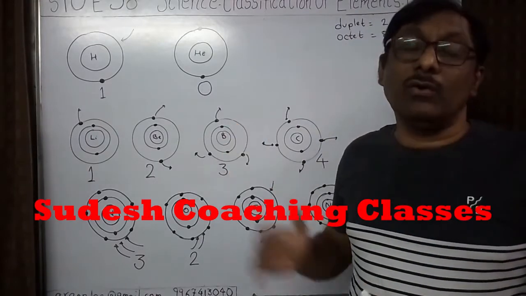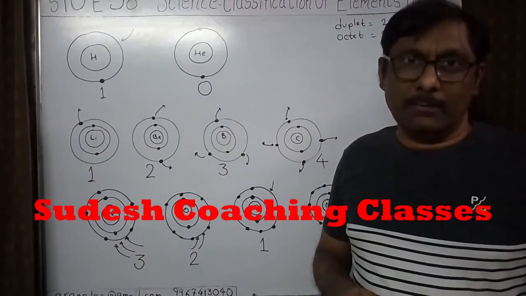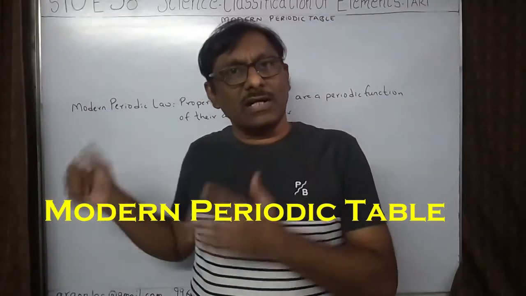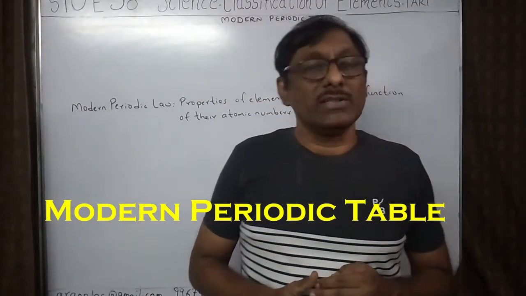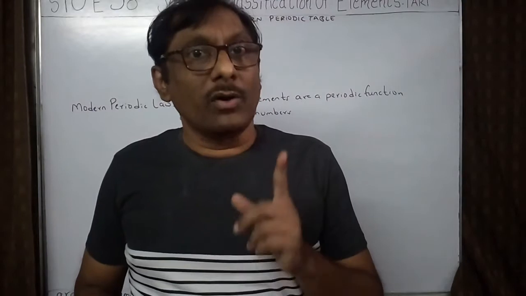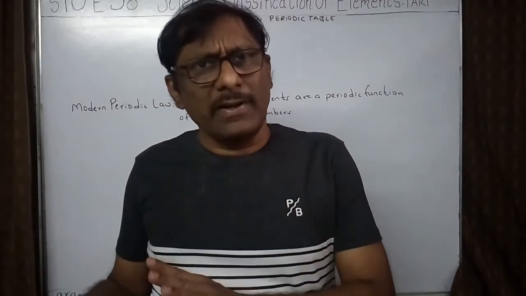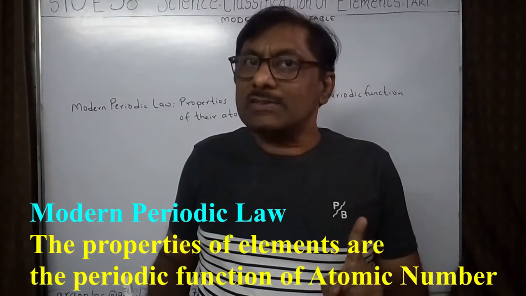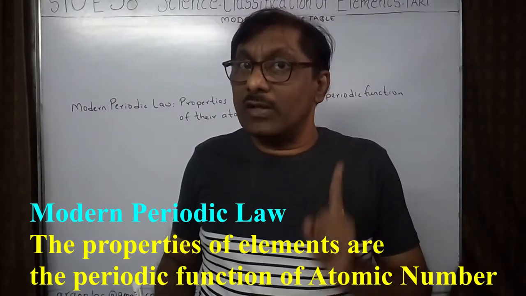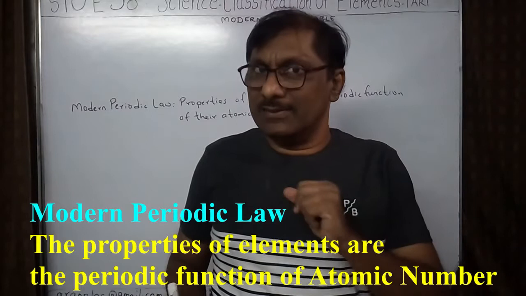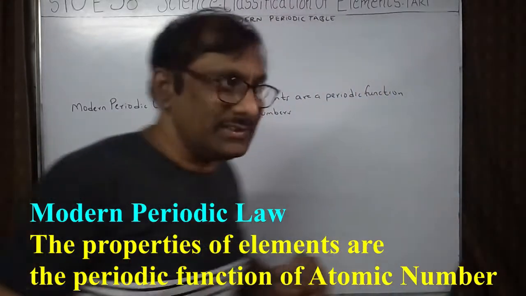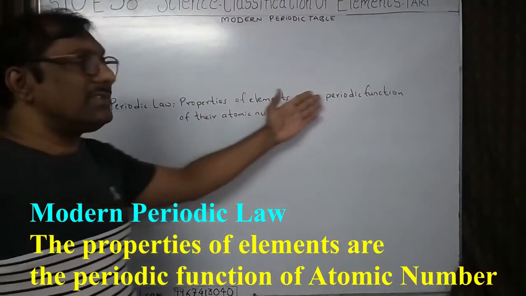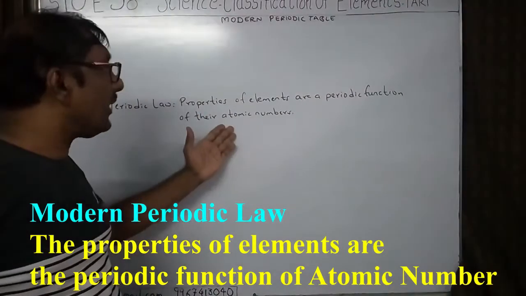Okay, now we'll go to the modern periodic table. So finally, we are starting the modern periodic table. And what is the modern periodic law? The modern periodic law is the same statement as Mendeleev's but with one word changed. The properties of elements are a periodic function of their atomic numbers. Right? I hope you understood.